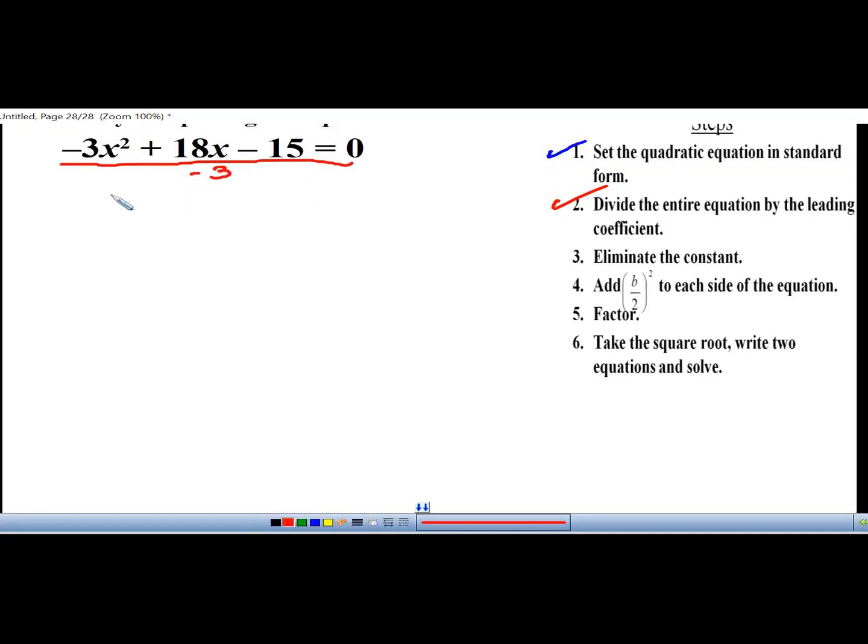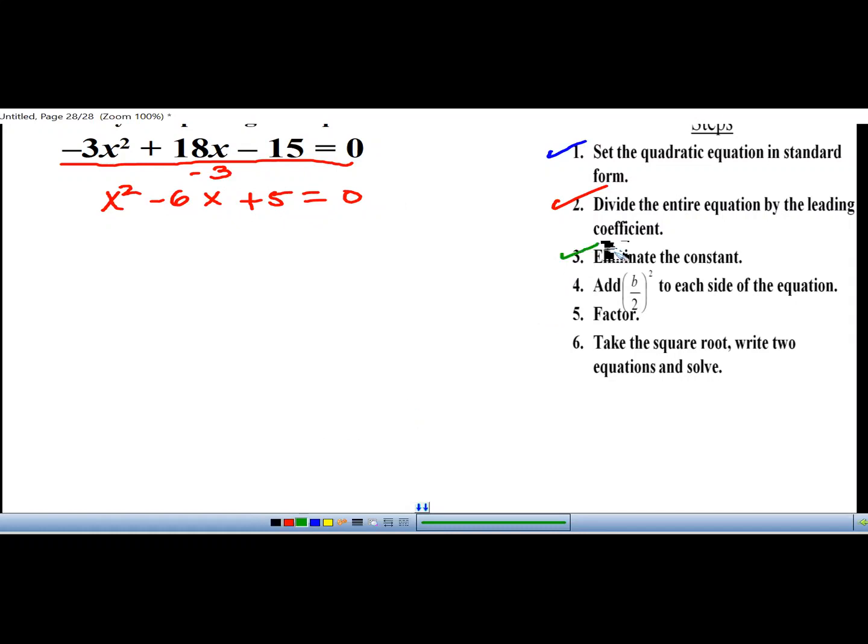Negative 3x squared divided by negative 3 is 1x squared. 18x divided by negative 3, that's negative 6x. Negative 15 divided by negative 3 is positive 5. And 0 divided by negative 3 is 0. We're done with step 2. Step 3, eliminate the constant.